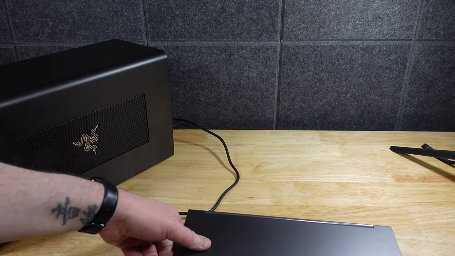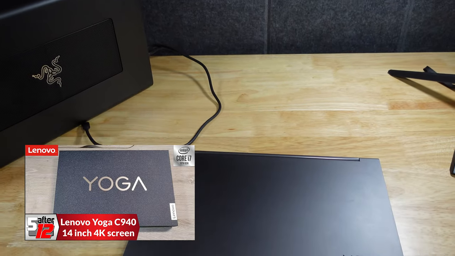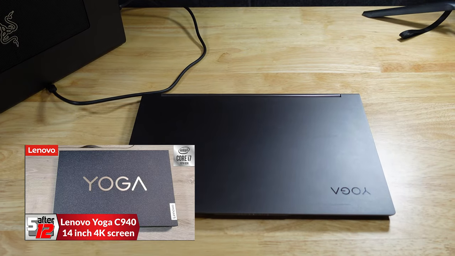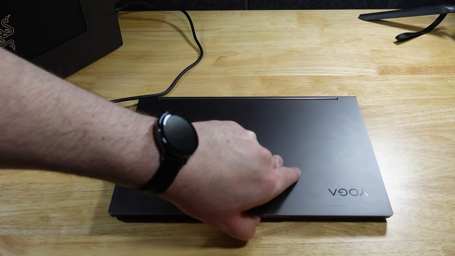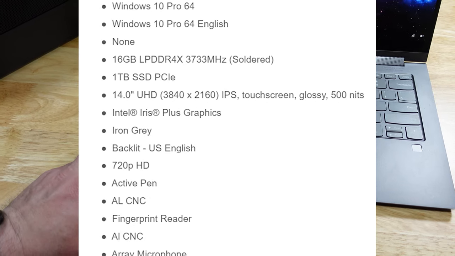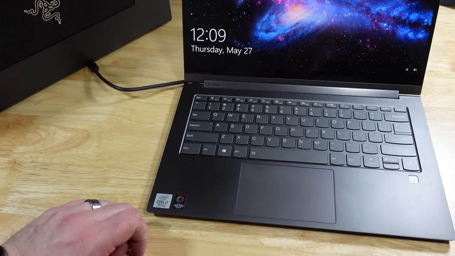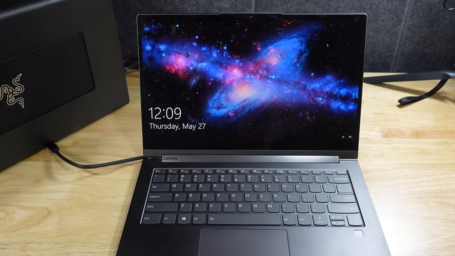And so for this purpose, I'll be using my Lenovo Yoga C940. It's a 14-inch 4K display, but it only has the Iris graphics inside. So it does have a 10th gen Core i7, but it's an Ultrabook, so it's the H form factor, I believe, and this is the Intel Iris Plus graphics, so not the most powerful of devices.